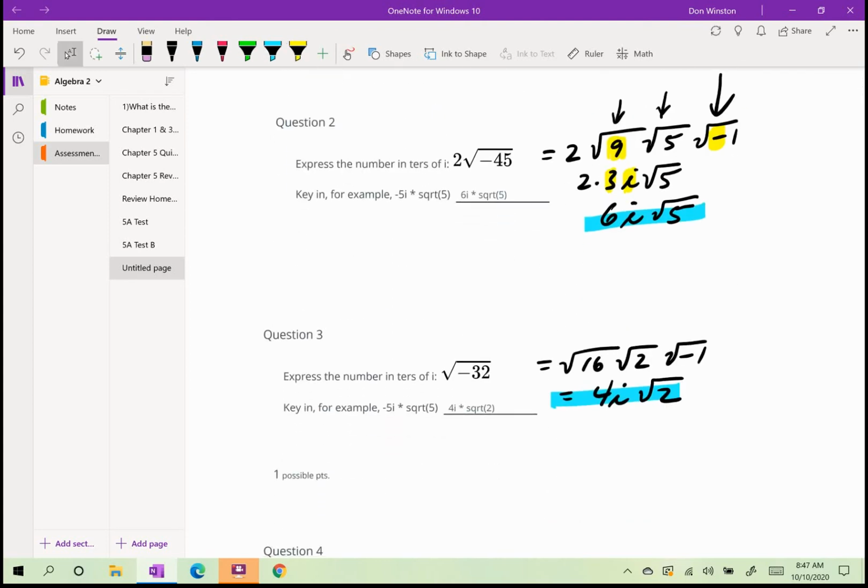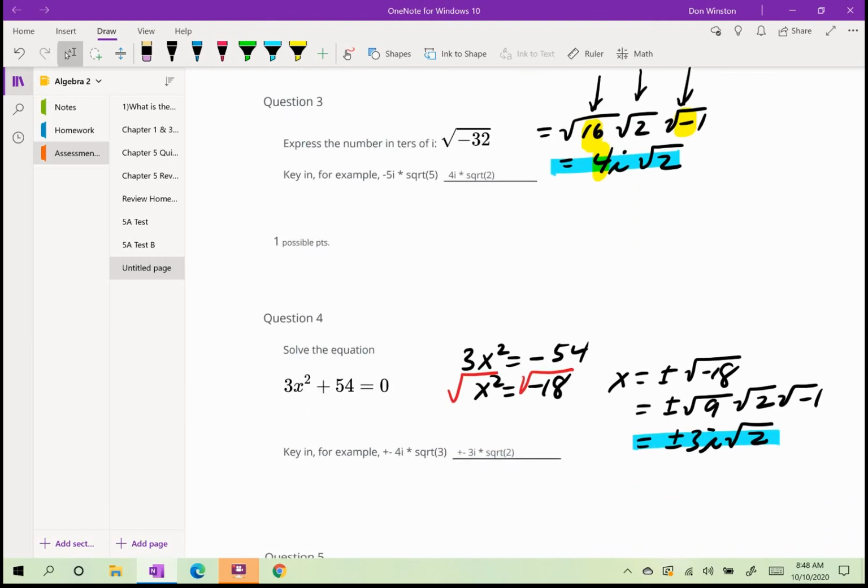Next one, again, break 32 up into the largest perfect square factor of 32, which is 16. 16 times 2 is 32, and then times the square root of -1. And then the square root of 16 is 4. And then the square root of -1 is i. So we just have 4i root 2.